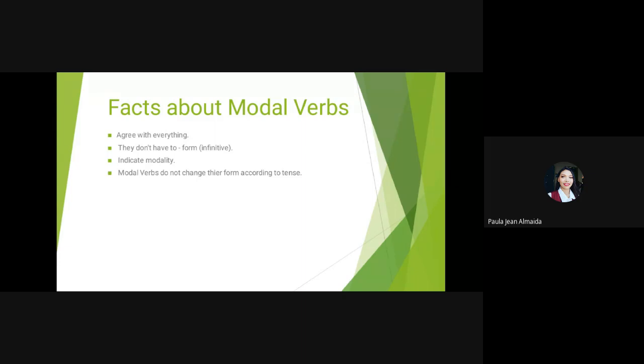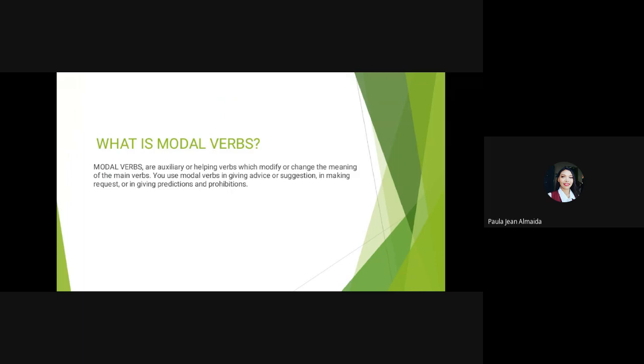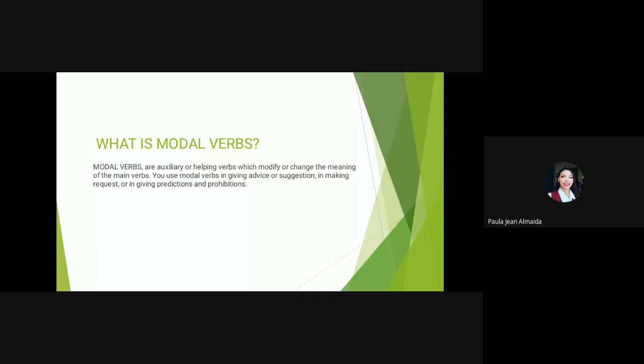So it's just stay the same. So next is, what is modal verbs? Modal verbs are auxiliary or helping verbs which modify or change the meaning of the main verbs. Modal verbs are helping verbs to express possibility, ability, duty, permission, or advisability, and they are used together with main verbs. You use modal verbs in giving advice or suggestion, in making requests, or in giving predictions and prohibitions.